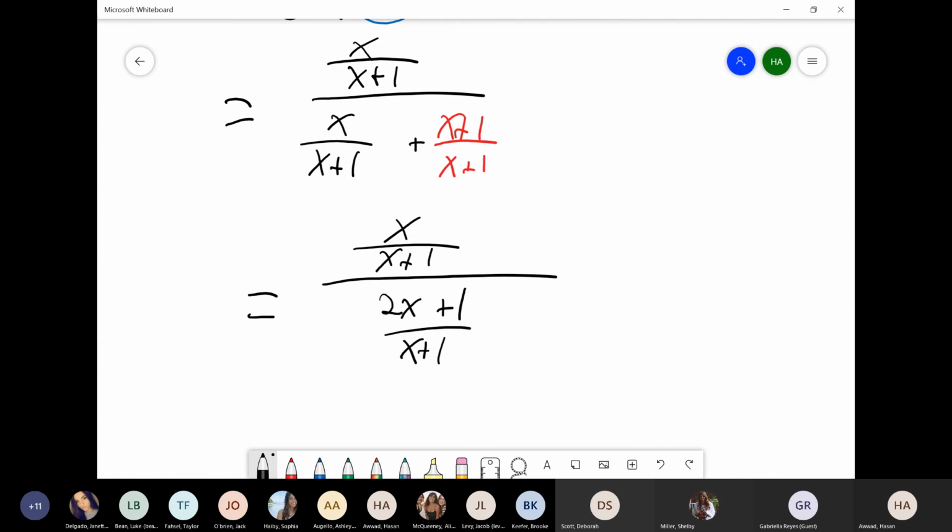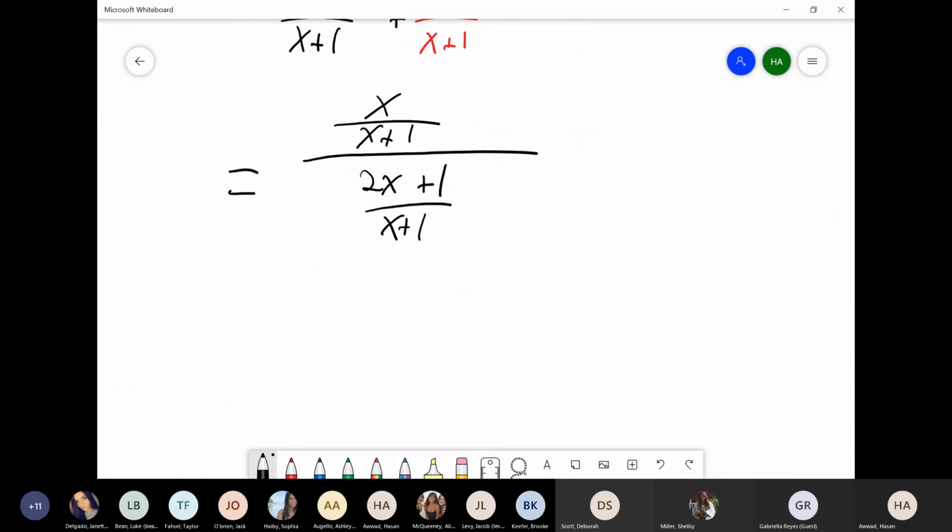Okay, well, now you're at a point where you can use keep, change, flip, right? You have a fraction divided by a fraction. If you wanted to, you could also simplify, because you could recognize you're dividing by x plus 1 twice. So you could, again, multiply top and bottom by x plus 1. But if you don't see that immediately, that's okay. So keep, change, flip. What that means is you're going to have x over x plus 1. You're keeping that fraction the same. You change the division to a multiplication, and you flip the other fraction. So now it's x plus 1 over 2x plus 1.